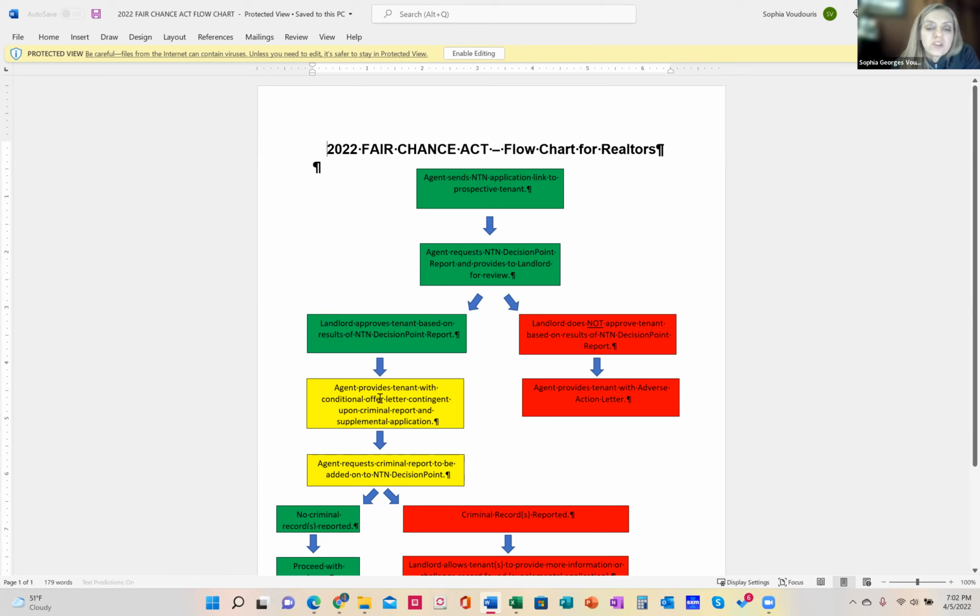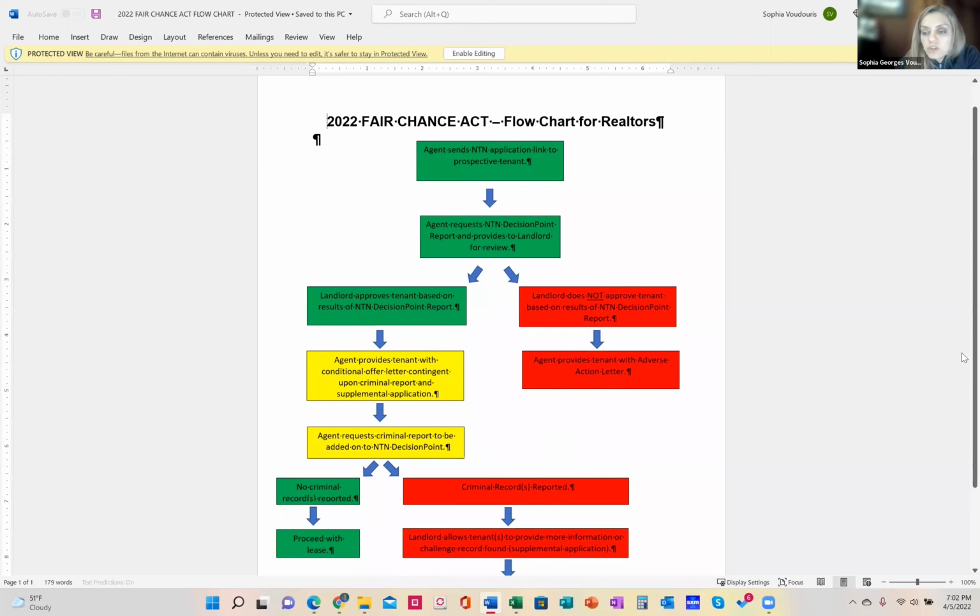So here the agent will provide the tenant with a conditional offer letter based on their income and their credit. And then if they want to, the agent is going to request a criminal report added onto the NTN. I'll show you the form really quickly. The top half of the report is credit and income check, and the bottom half is criminal check. So you submit the form the first time, and then you submit the form the second time with the bottom filled out if they want to do a criminal check.